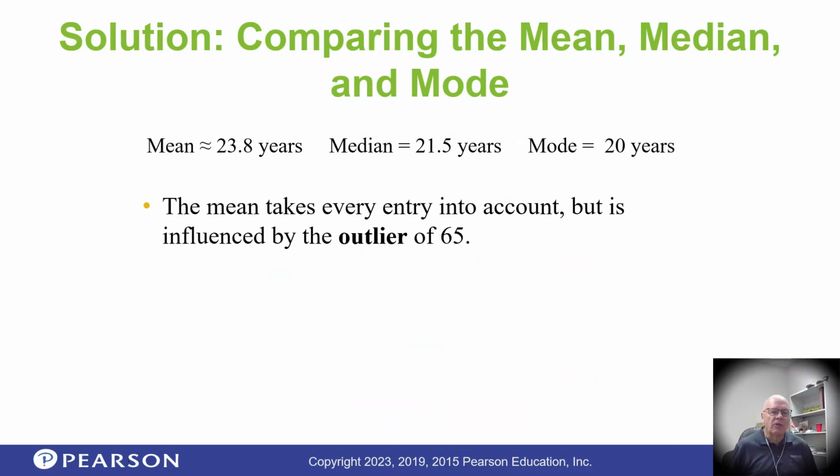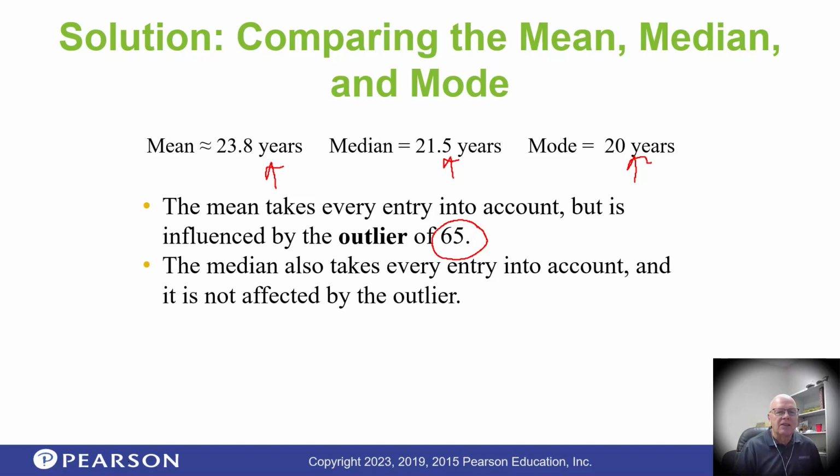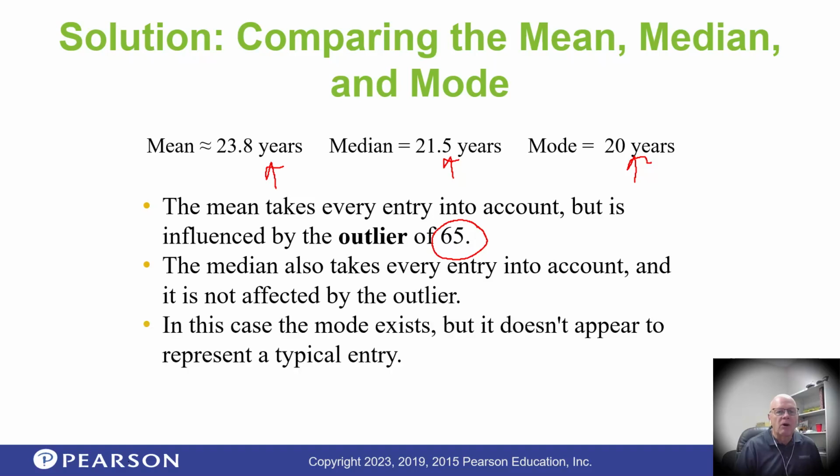Notice that there are 3 ways of describing that typical entry, and they're all different. Well, the mean takes everything into account, but that person who's 65 really throws the mean way high compared to the other typical entries of median and mode. The median takes every entry into account and is not affected by that 65-year-old. The mode exists, but notice that if we went back and looked at that again, the mode happens with some of the first ones in the sorted list. That means that it's going to throw things off too. It doesn't seem to be a typical entry.